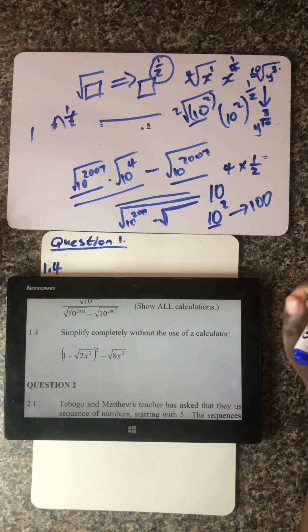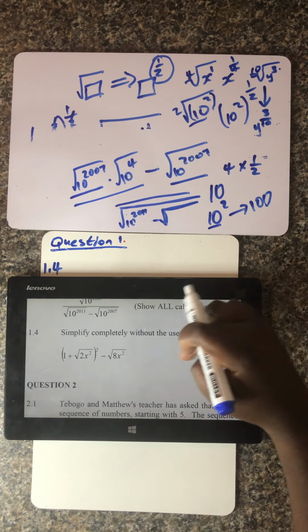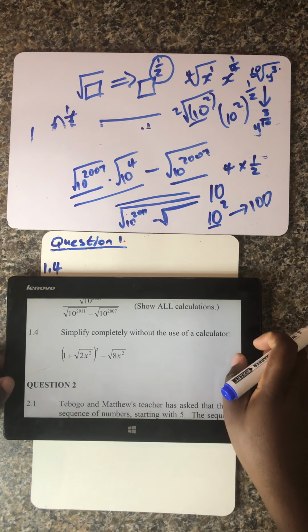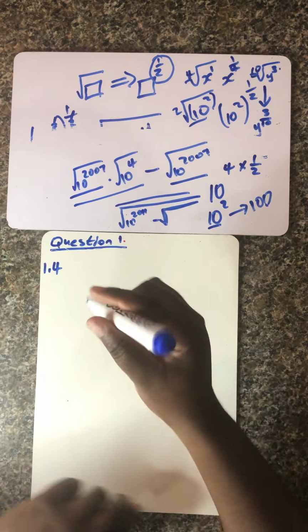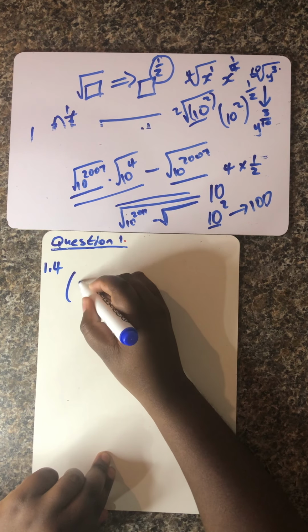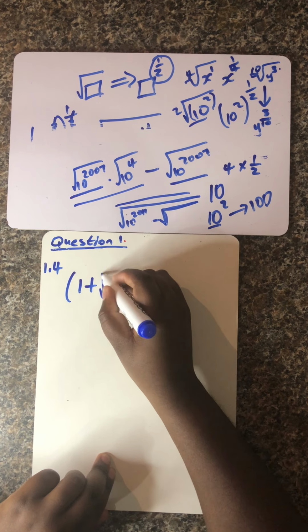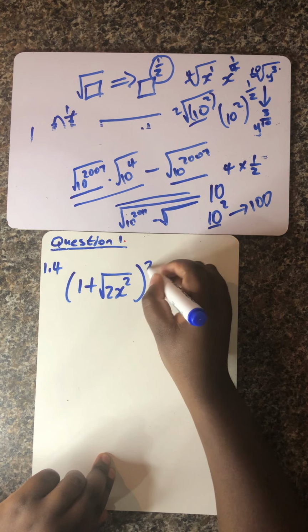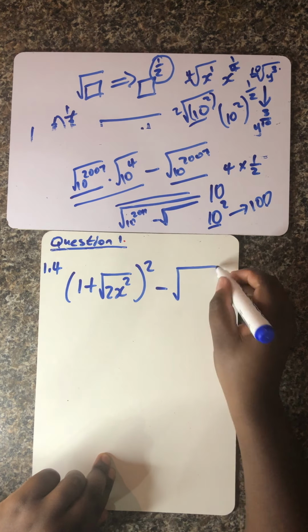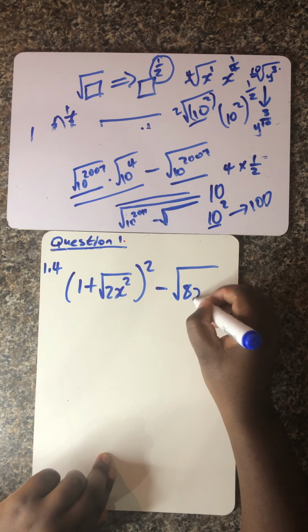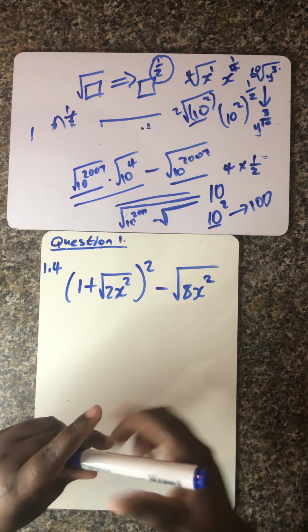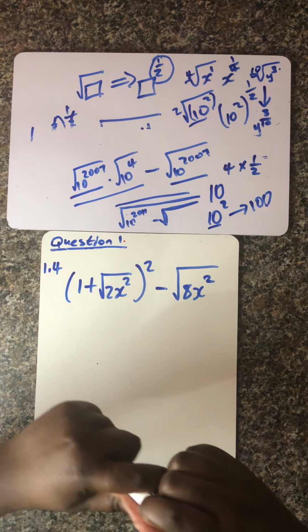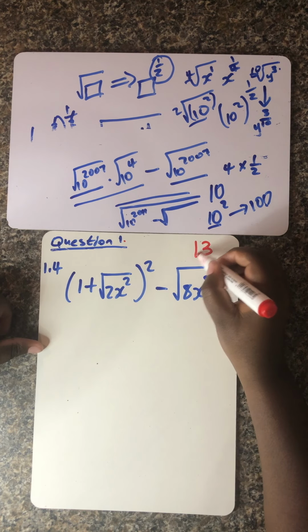Okay, so ladies and gentlemen, simplify completely without the use of a calculator. A very interesting question, guys. So this is what we're given: (1 plus square root of 2x squared) all squared, minus square root of 8x squared. And again, this question is allocated 3 marks.